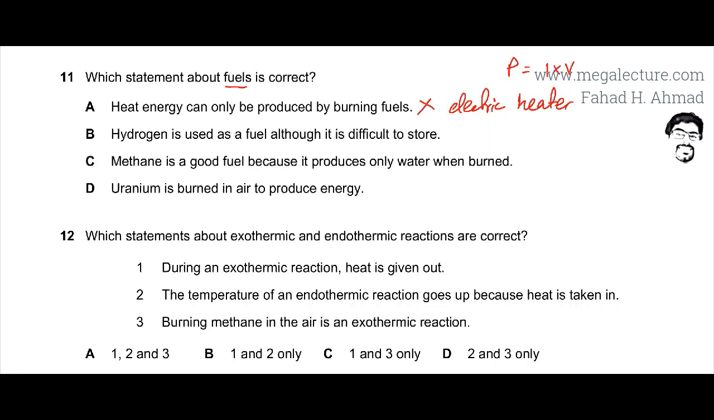So let's look at the second one. The first statement is obviously incorrect. It can only be produced by burning fuels is not correct. The second statement: hydrogen is used as a fuel, although it is difficult to store it. Yes, hydrogen is used as a fuel because hydrogen undergoes combustion. H2 and O2 react to produce H2O. And that's an exothermic reaction. It's a very exothermic reaction.